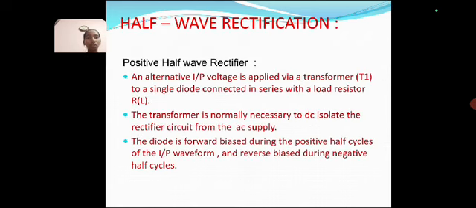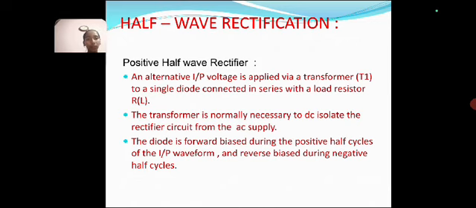Now let's move on to the half-wave rectification, which is our main topic. In half-wave rectification, there are two cycles, positive half cycle and the negative half cycle. So first, let's look into the positive half-wave rectifier. An alternating input voltage is applied through a transformer T1 to a single diode connected in series with a load resistor, that is RL. The transformer is normally necessary to DC isolate the rectifier circuit from the AC supply.